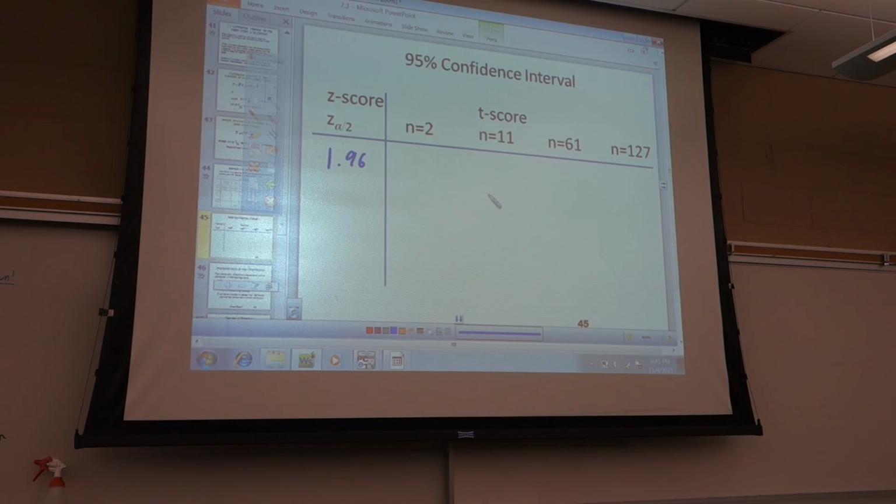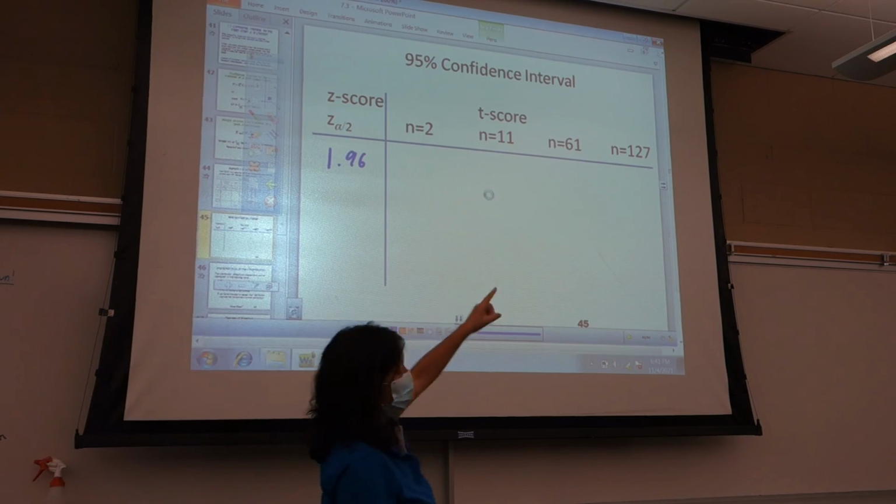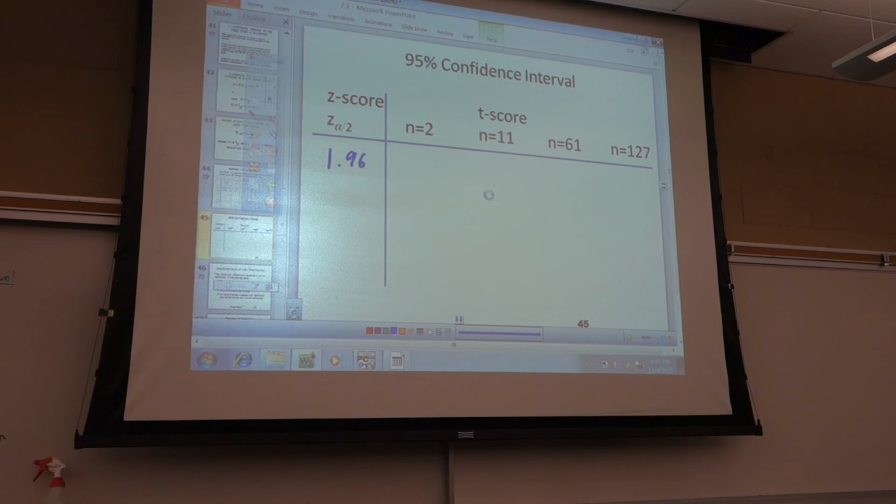Okay, so the last one, 127. Well, let's do the first ones first. So the first one is degrees of freedom. N is 2. My degrees of freedom is 1. So then it's 12.706. Is that right? Next one, degrees of freedom. N is 11. Degrees of freedom is 10. So it's 2.228. Yeah.